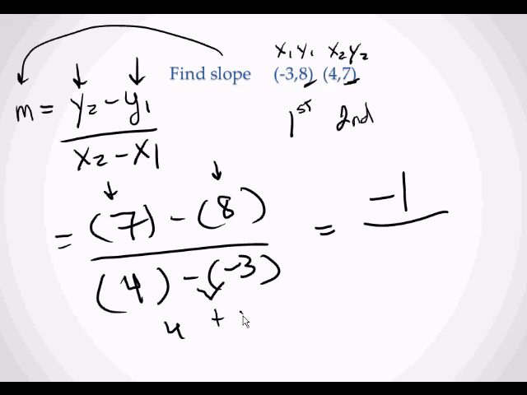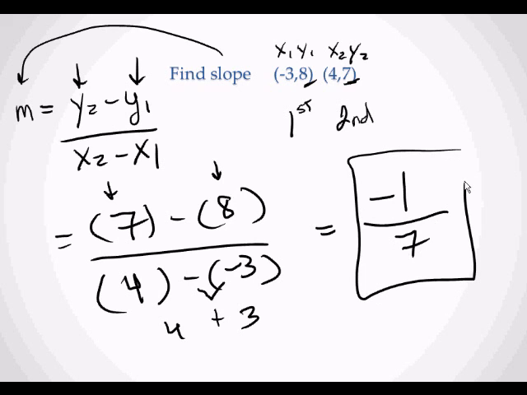So on the top, 7 minus 8 is -1. On the bottom, 4 minus a -3. If you have minus a minus, that changes to a plus. So on the bottom, we really have 4 plus 3, which is 7. And my final answer is -1 over 7.